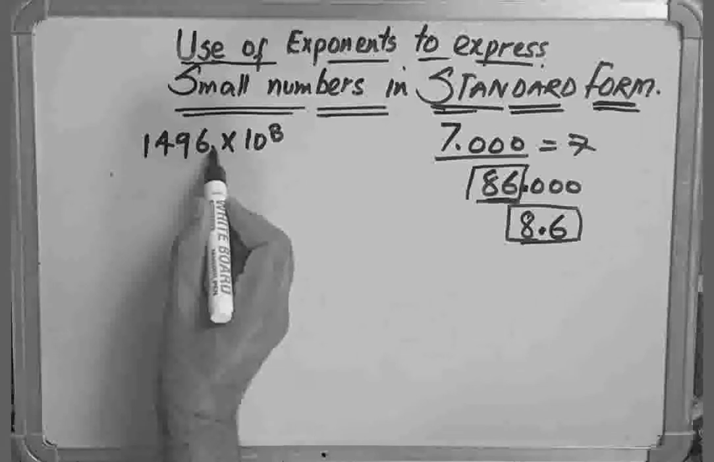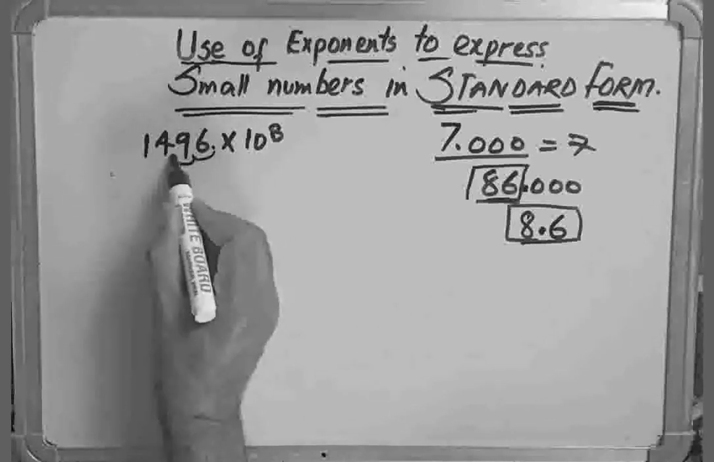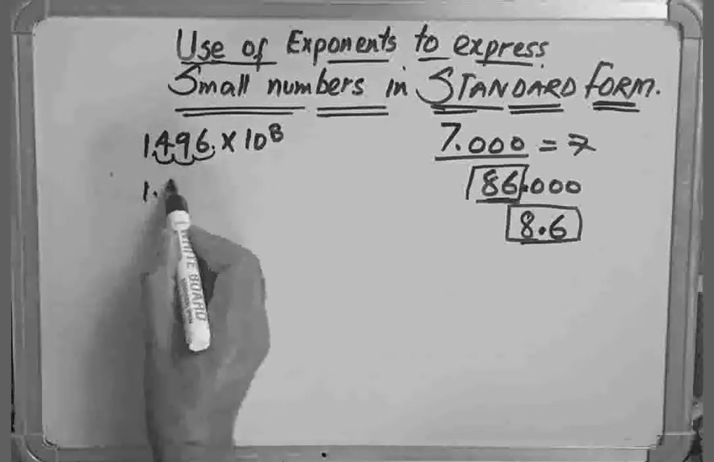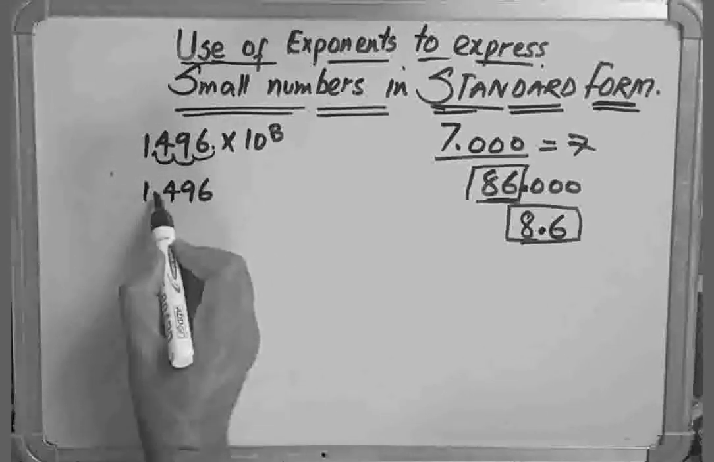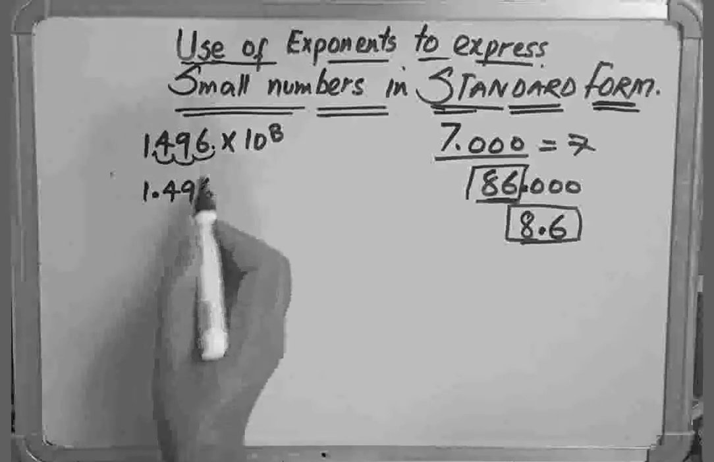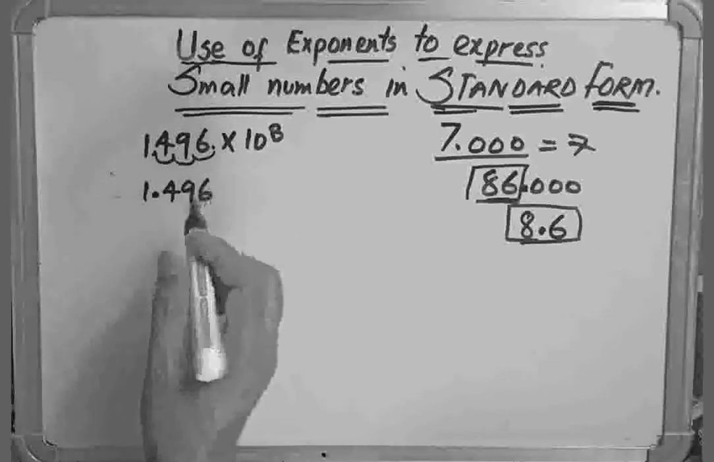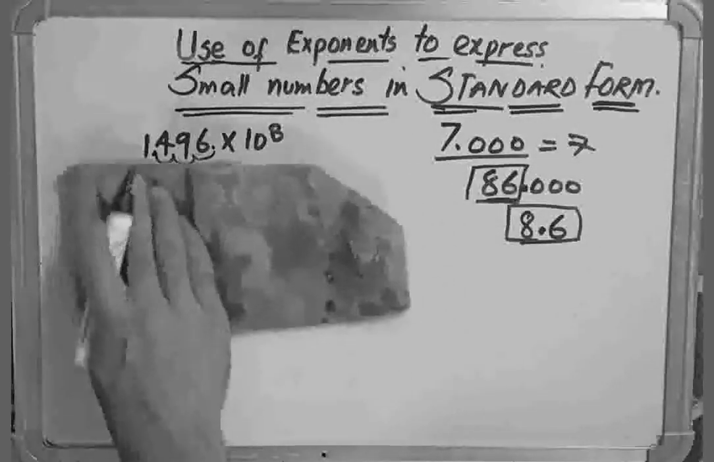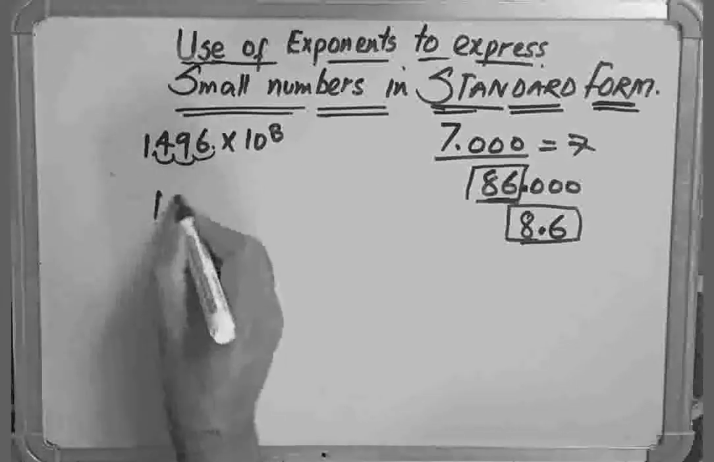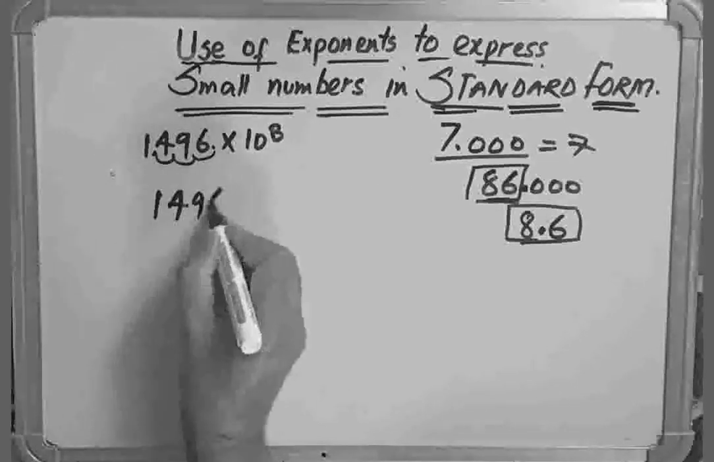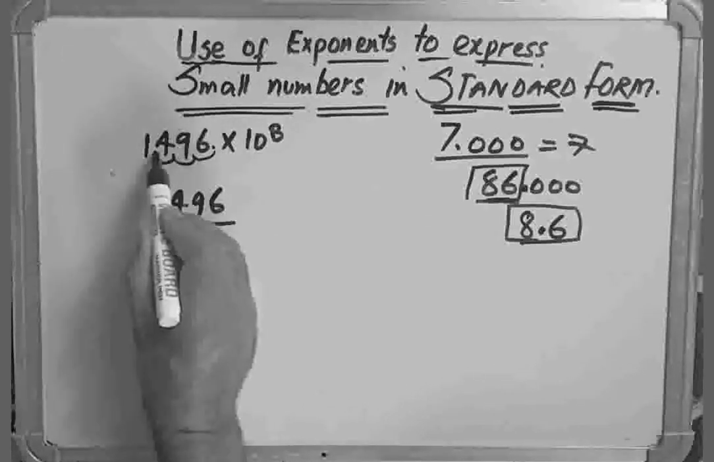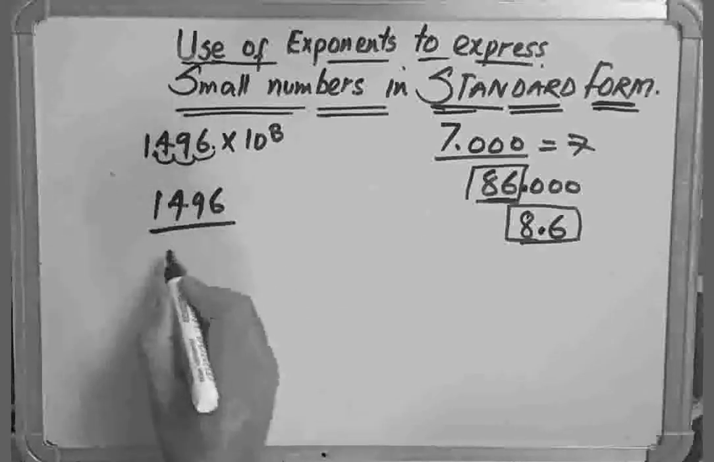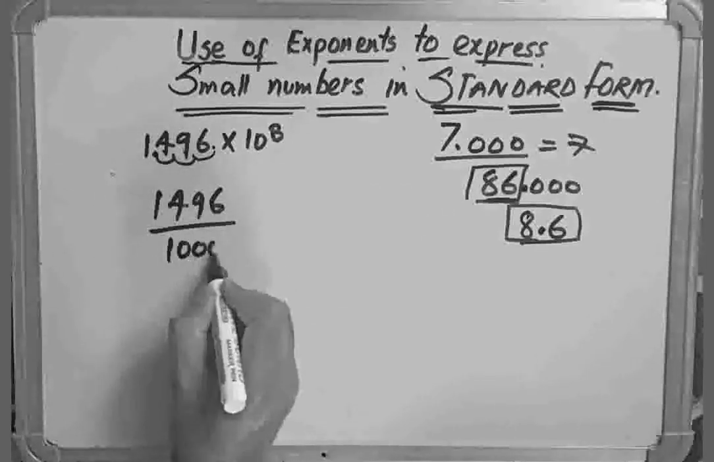So we have to drag this decimal here, 1.496. So what does it mean by dragging this decimal? We are actually dividing this number. 1496 divided by how many digits are there to drag this decimal to this place. There are 3 digits. So that means we have to divide this number by 1000.